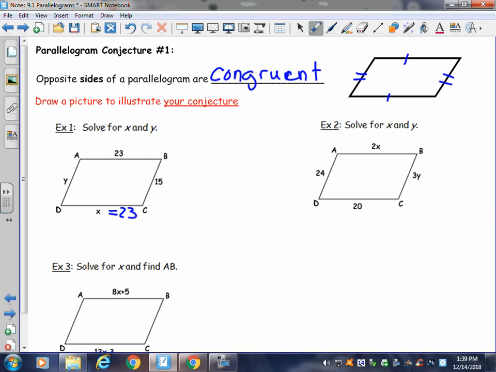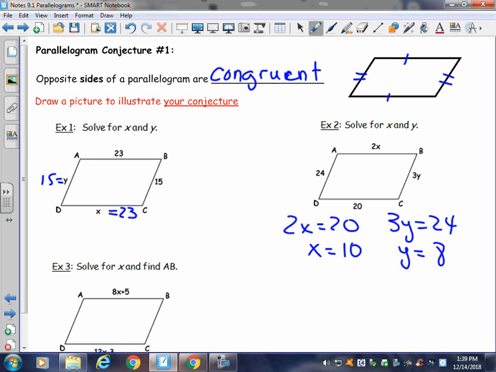I wonder what Y is. That's right, it's 15, because the left and the right have to be equal, the top and the bottom have to be equal. Then sometimes they'll give you expressions, like in example number 2. So if the top and the bottom are equal, you should be able to set them equal and solve for X. Obviously X is 10. And you can set the left and the right equal, and Y will be 8.